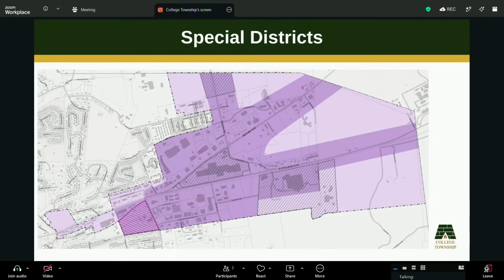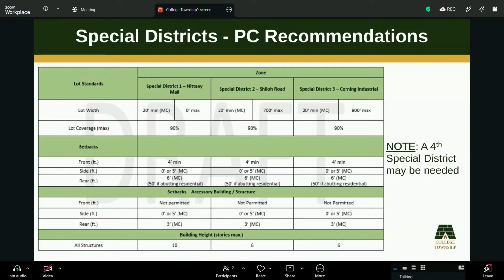All right, so we are moving then into a quick conversation about special districts. I shouldn't say quick conversation because it could be lengthy as well. Talking about the same things we just talked about with the other districts, but these are more specific and had been selected based on what uses really were anticipated in those special districts. So Special District 1 is the Nittany Mall area. 20-foot minimum lot width, there is no maximum.